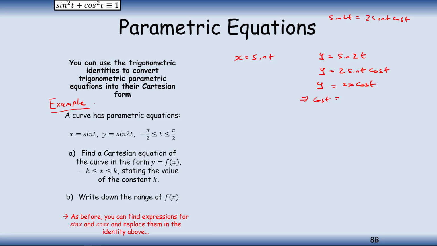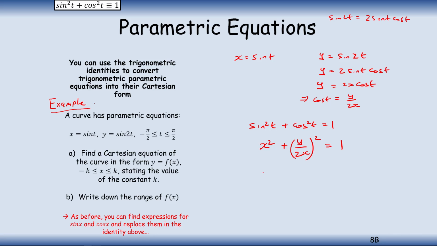Which means that cos t is equal to y divided by 2x. So I've got sine t equals x and cos t equals y over 2x, and I've got my reliable identity, sine squared t plus cos squared t is equal to 1. If I replace sine and cos, I end up in Cartesian terms, x and y. So let's do that. That's x squared plus (y over 2x) all squared is equal to 1.